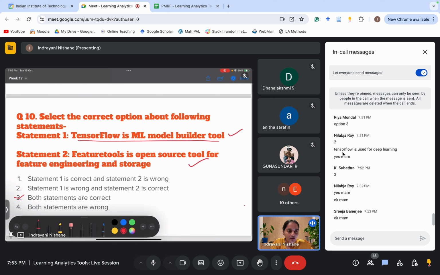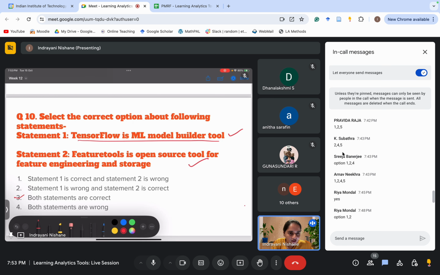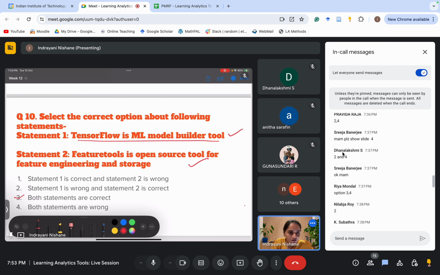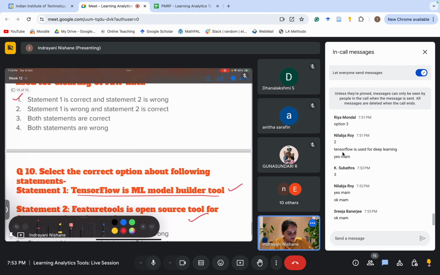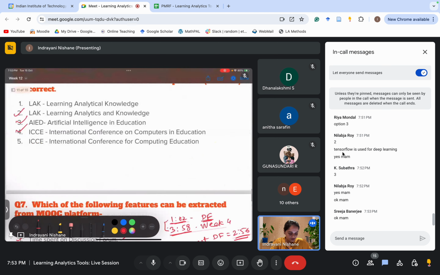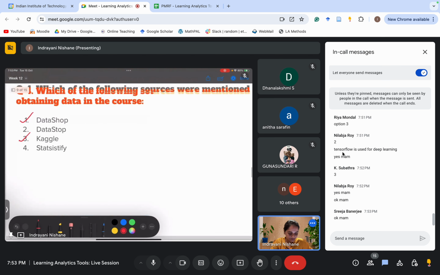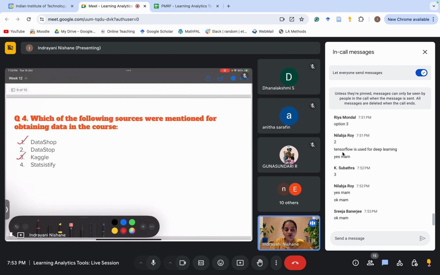No. So Shrija had asked for question 4, I think. Yeah, so we'll go to question 4. She wanted question 4. This question was also very straightforward, Shrija. These names are given in the lecture itself. If you go through the lecture, then you will get to hear these names. So there is no explanation for this particular question. These are the websites where you can get the data which is out there in the public domain.